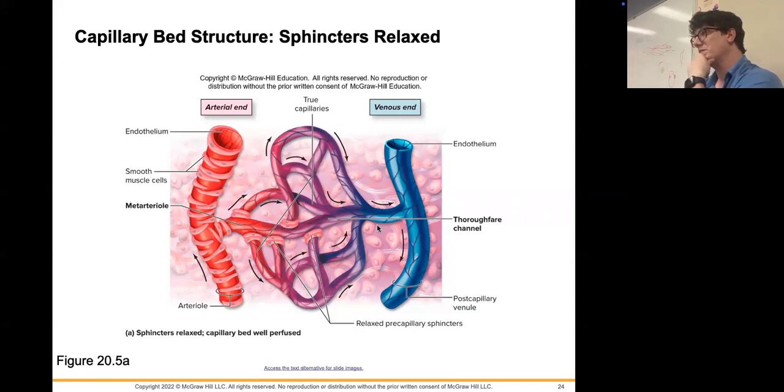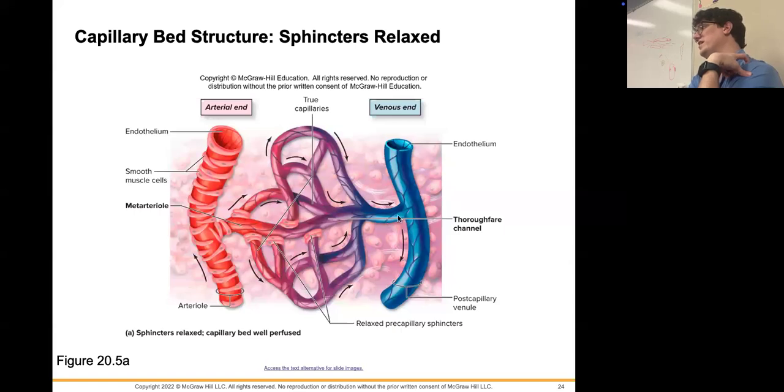Because say we have a bunch of tissue out here that needs more oxygen, or has a bunch of waste products that we need to pick up, we open these capillary sphincters to allow the blood out here to pick up all that waste. We get into the veins and then we're good to go.